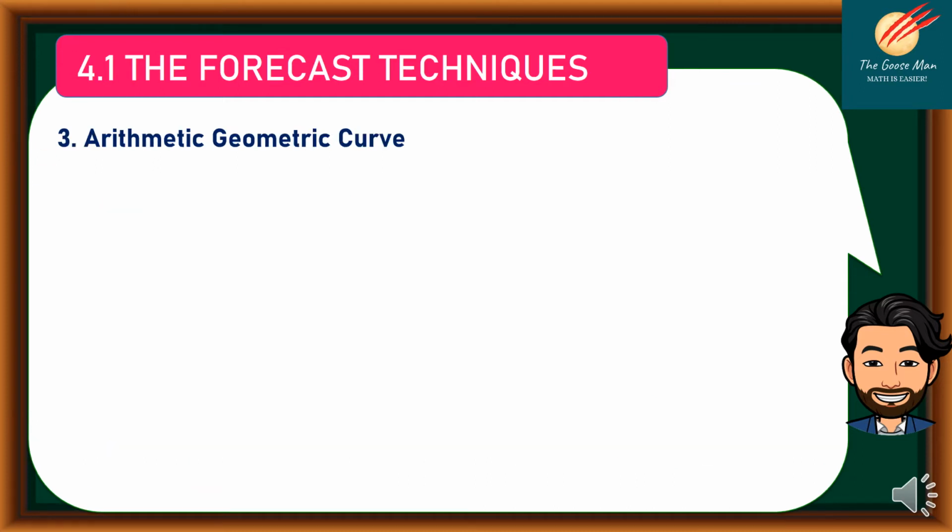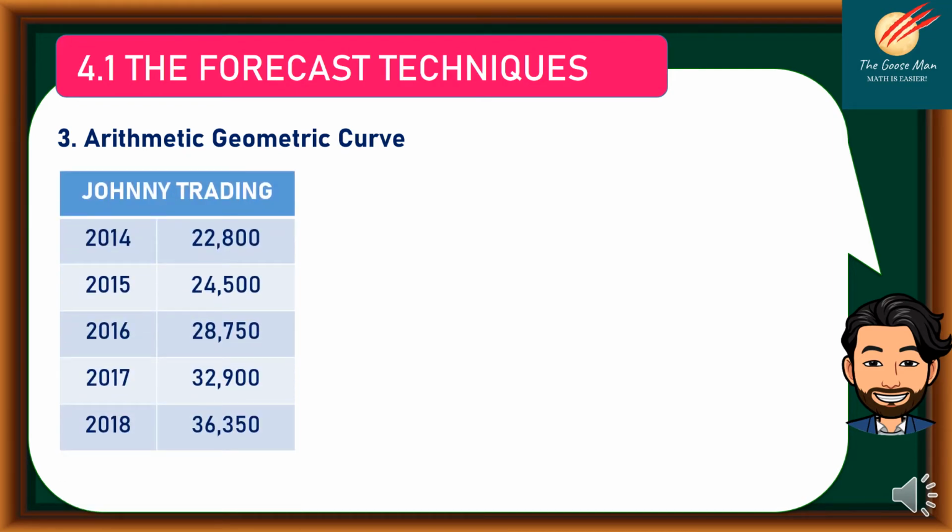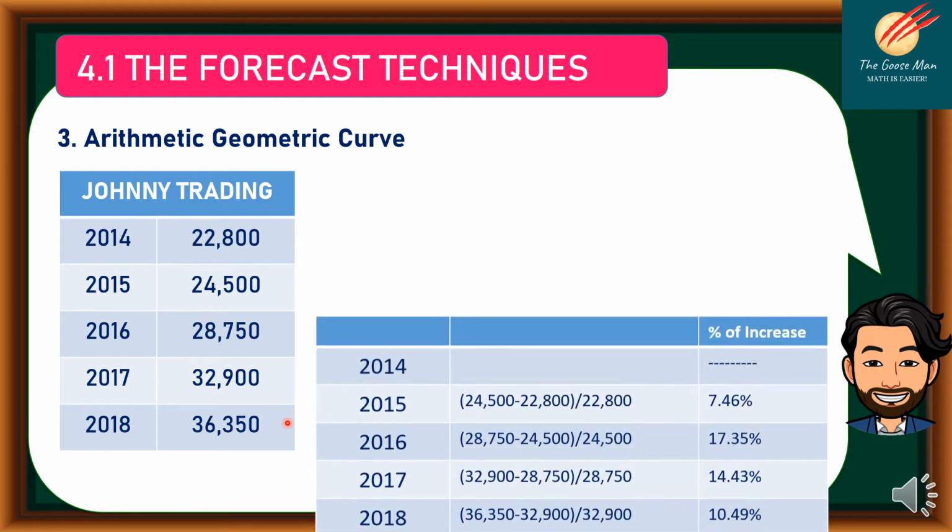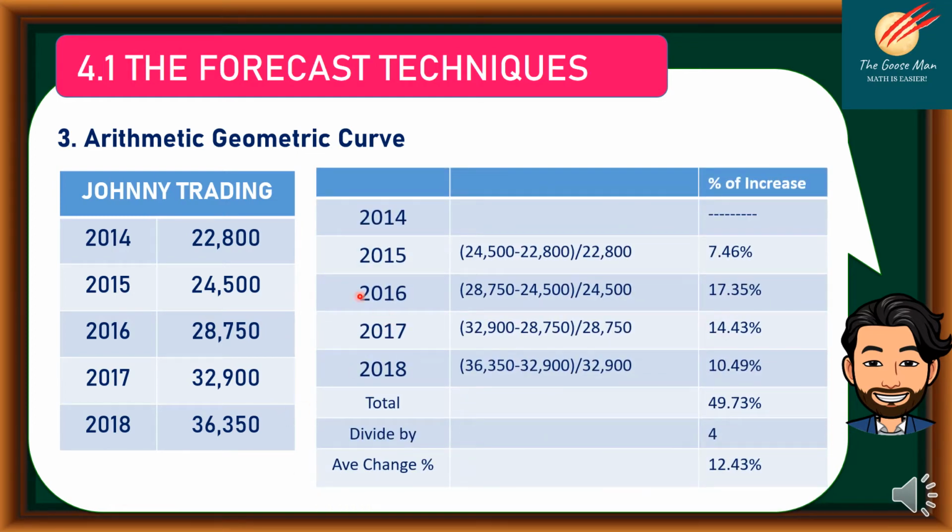Let us now move to the arithmetic geometric curve. Say for instance, we have Johnny Trading sales starting from 2014 until 2018. Notice that there is somehow an increase in the sales. Now, in order to determine the arithmetic geometric curve, let's start from 2014. First, let's determine the percent of increase. Since we started from 2014, we don't have the percent of increase yet.